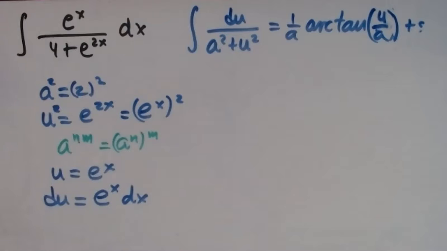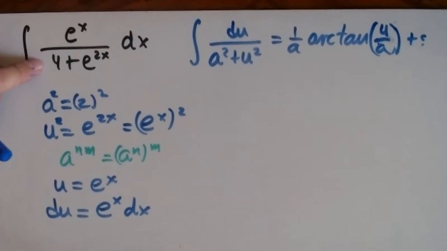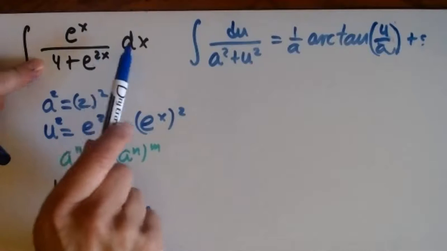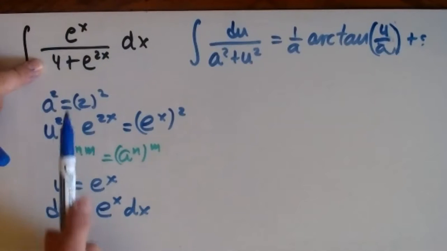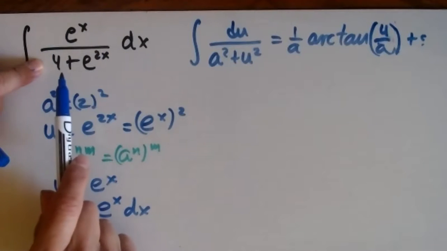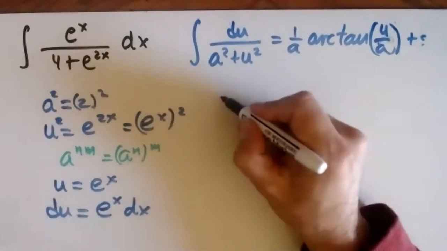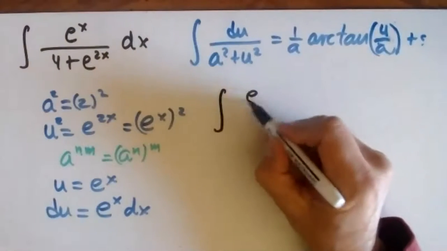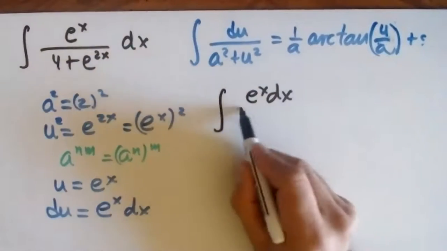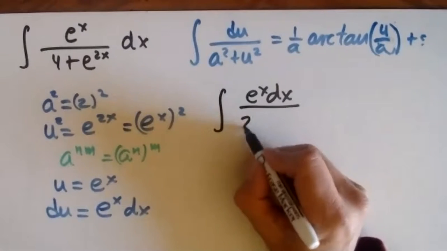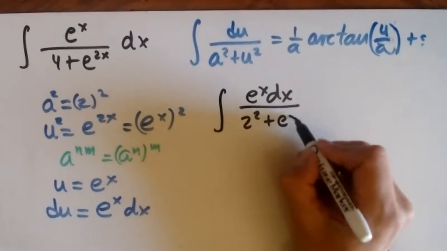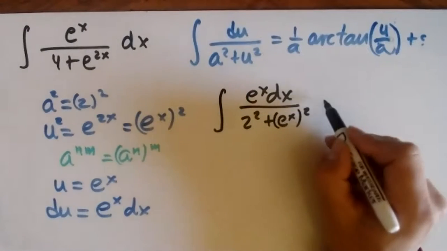So if you see this integral right here, this is okay. Du is right here, so I have to put this together. Then this is a square, and this is another square. So I'm going to write my integral in the proper way. It's the integral of e to the x dx over 2 squared plus e to the x squared, right?